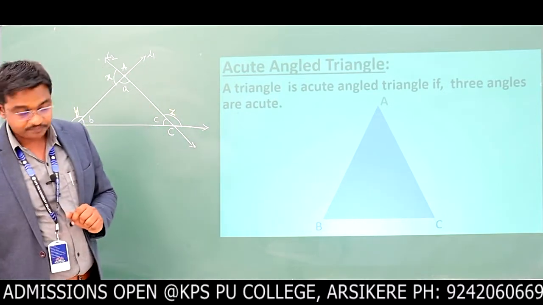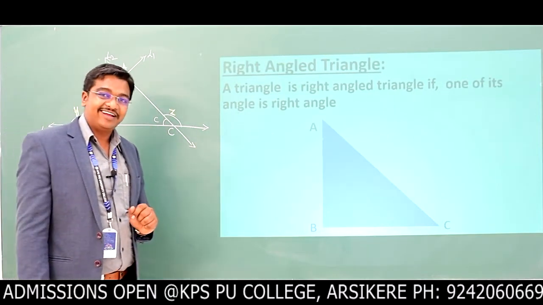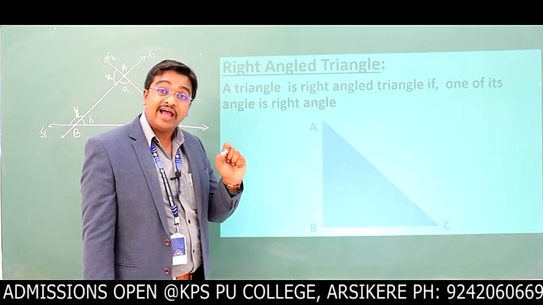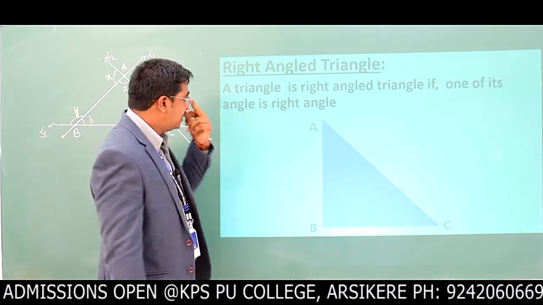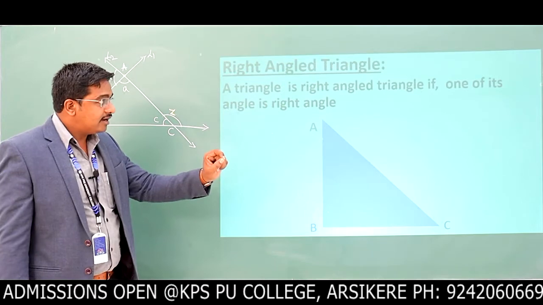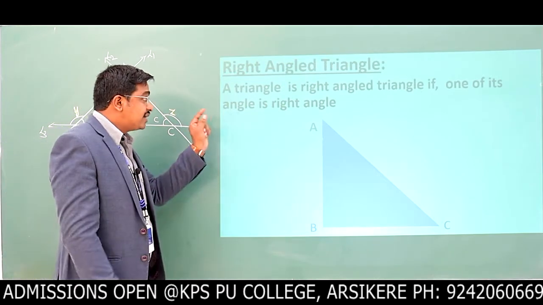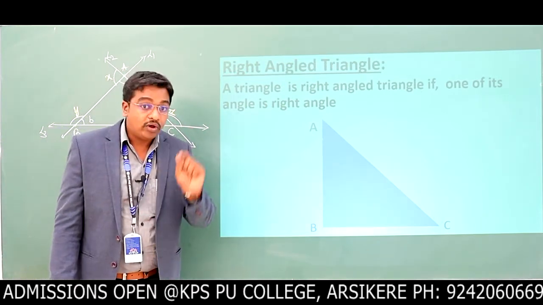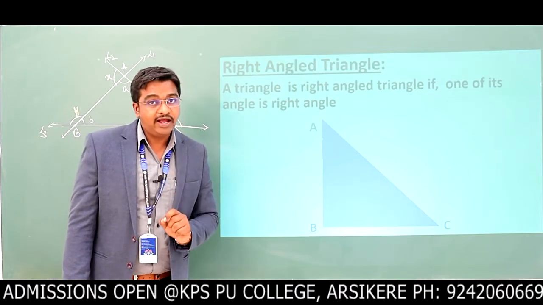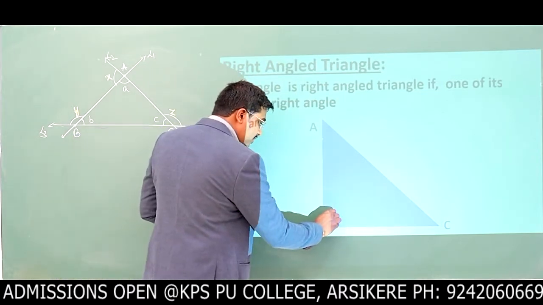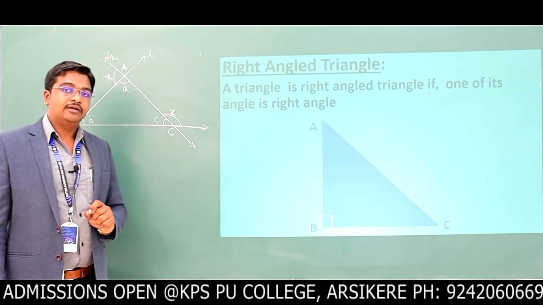And the next one right angle triangle. It means one of its angle is equal to 90 degree. A triangle is right angle triangle if one of its angle is right angle. One of its angle is right angle. Here is right angle triangle.